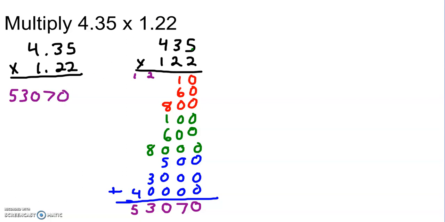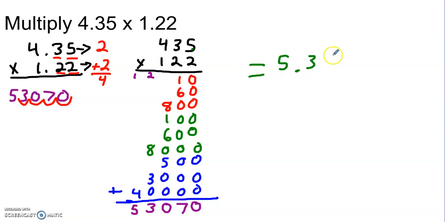And now I want to go and count how many decimals I have, right? I'm going to actually use the red so that we can see. So I have 1, 2 decimals, 1, 2 decimals, and 2 plus 2 is 4. So that means I need to move the decimal 4 times. So I start to the far right and I count 4. 1, 2, 3, 4. So my solution to this multiplication is going to be 5.3070.